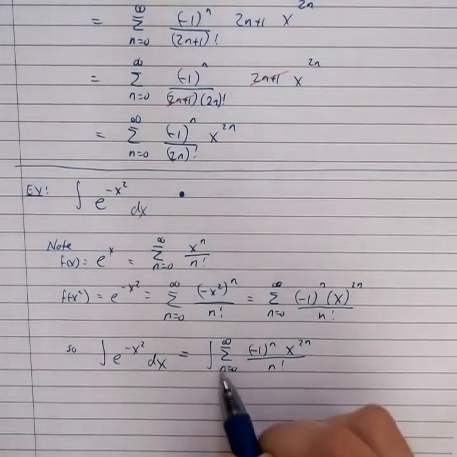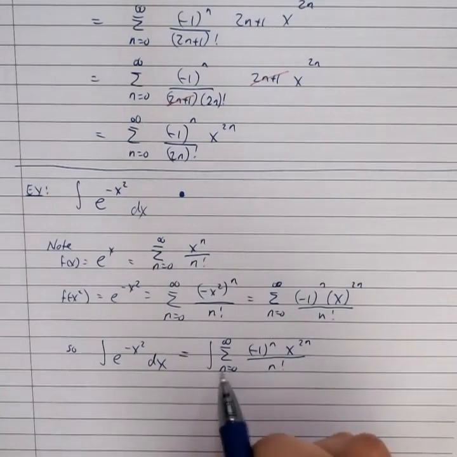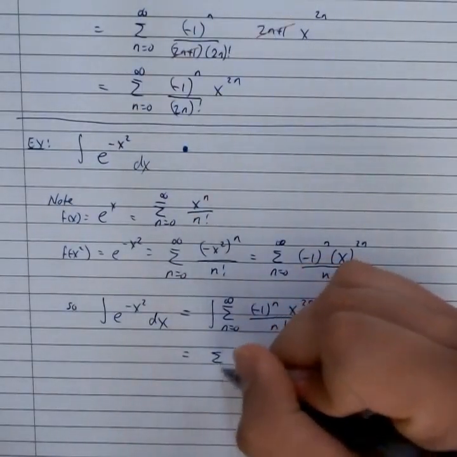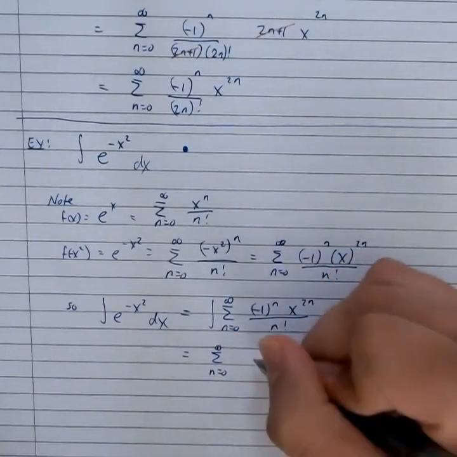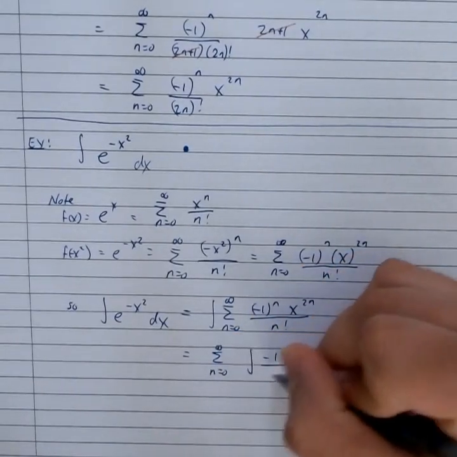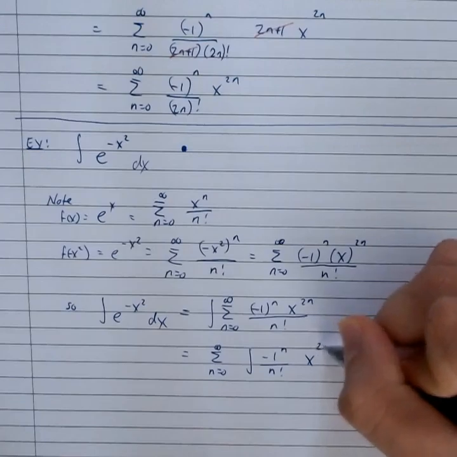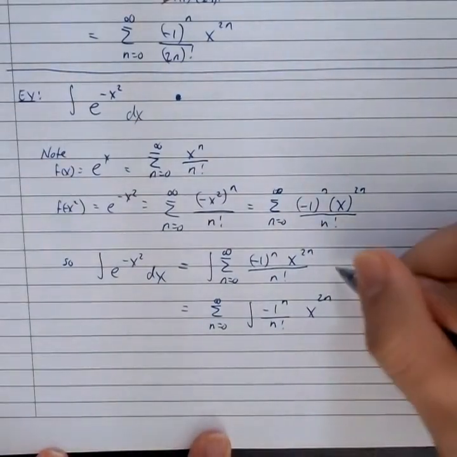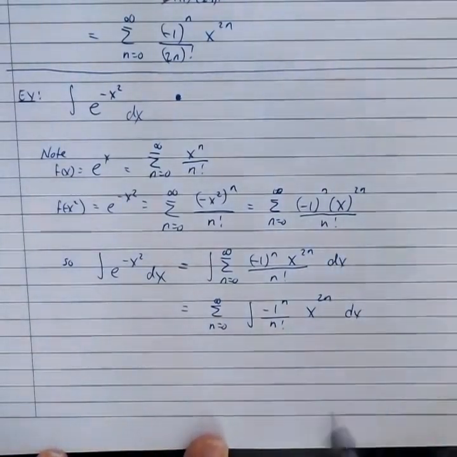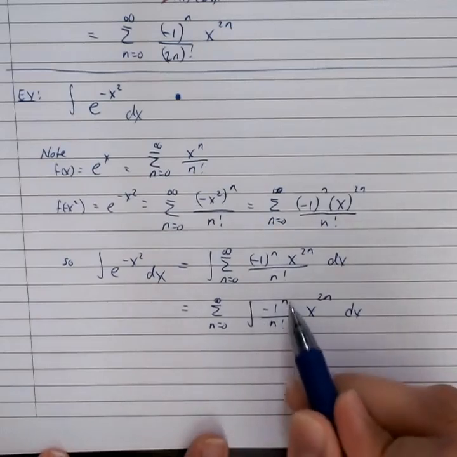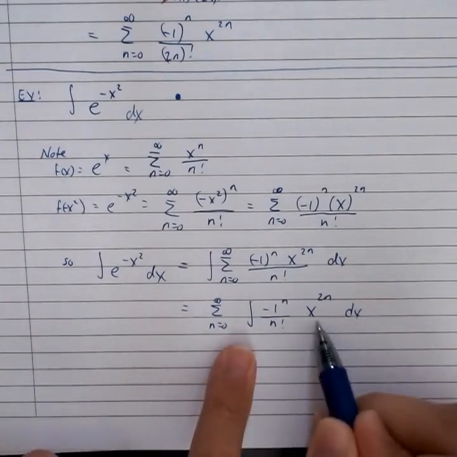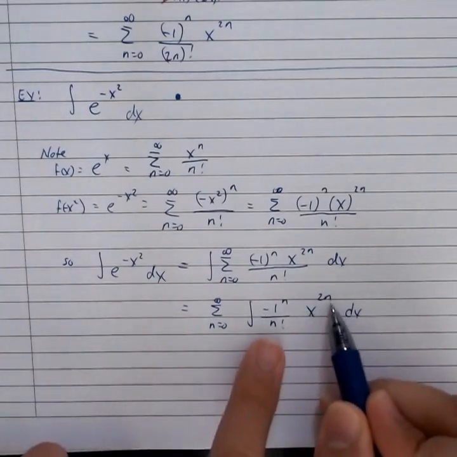But now, as long as this series converges, I can switch these two limits. And we know this converges for all real numbers. So here we can write this as the sum as n goes from 0 to infinity of the integral of minus 1 to the n over n factorial times x to the power 2n, with respect to x. Oh, but now I can integrate. Here, I don't have to worry about this one. This is just a constant with respect to x, right? Here, I'm integrating with respect to x. That's the variable. These are just numbers.